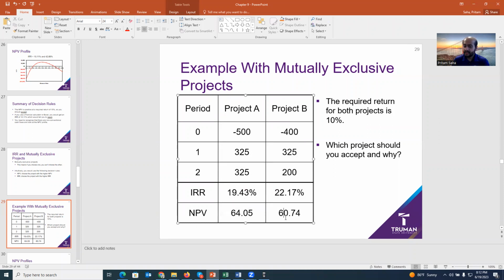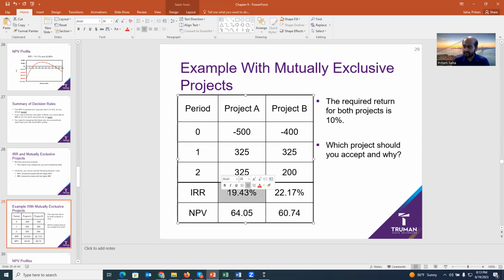And their NPV. Now, if you look carefully, if you could take both projects, IRR is telling you to accept the project because the required return is 10%. NPV is also telling you to accept the project because NPV is positive.